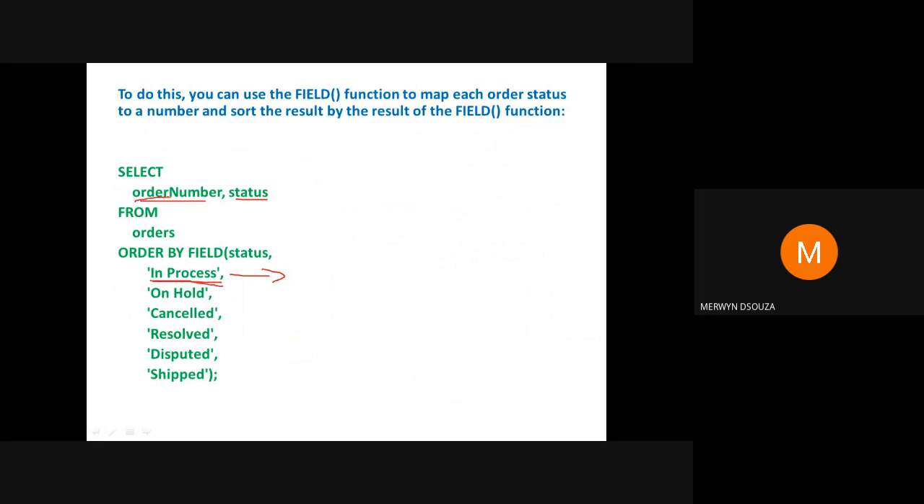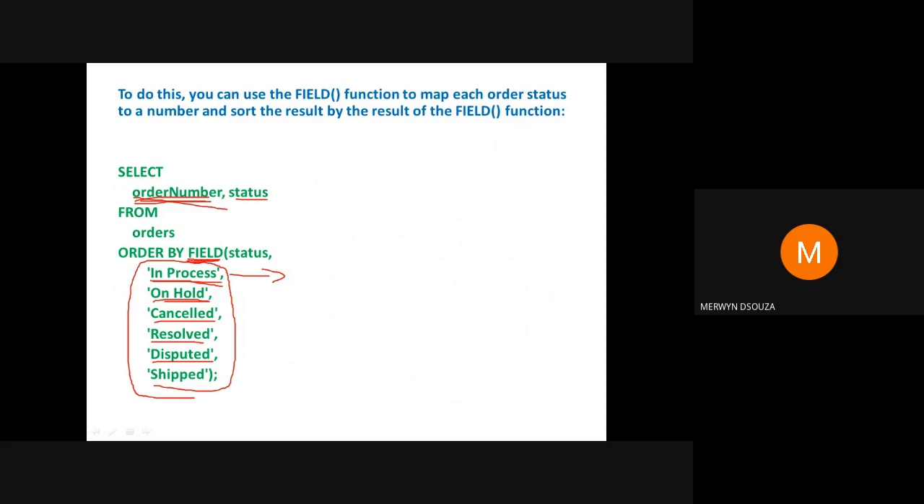Then I want all the order numbers which have the status on hold. Then all the order numbers which have the status cancelled. Then, fourth, all the order numbers which have the status resolved. Then all order numbers having status disputed. And last, all order numbers having the status shipped. So these are the different types of status that are possible. You can do that by using this function known as FIELD.